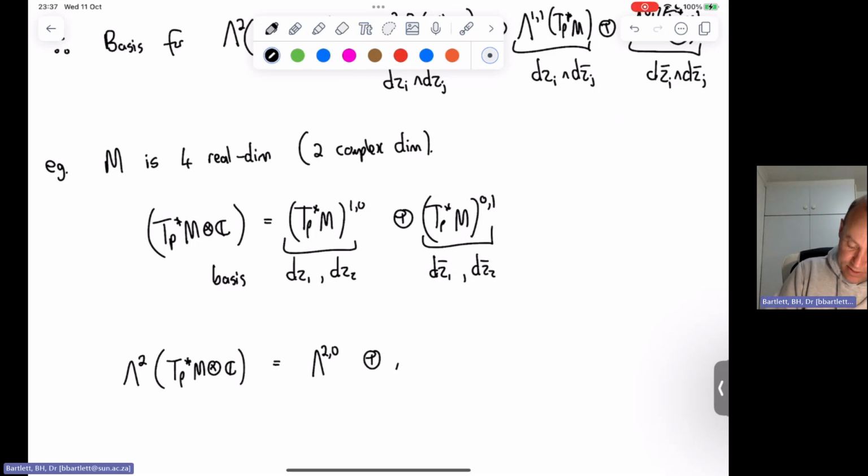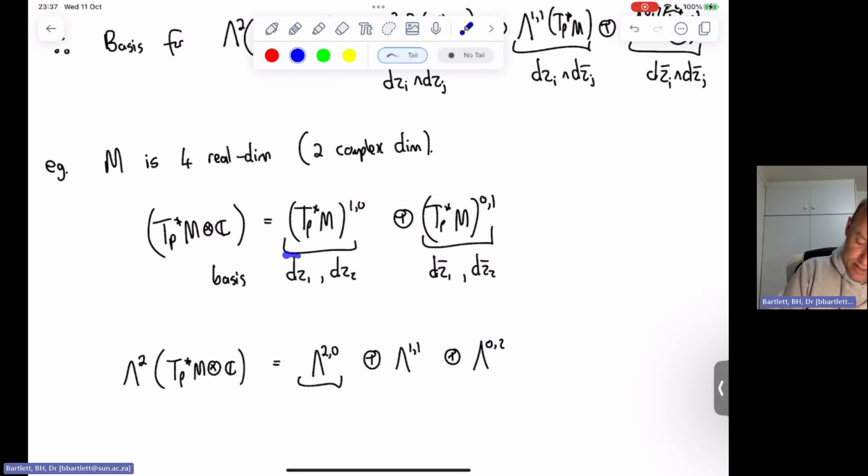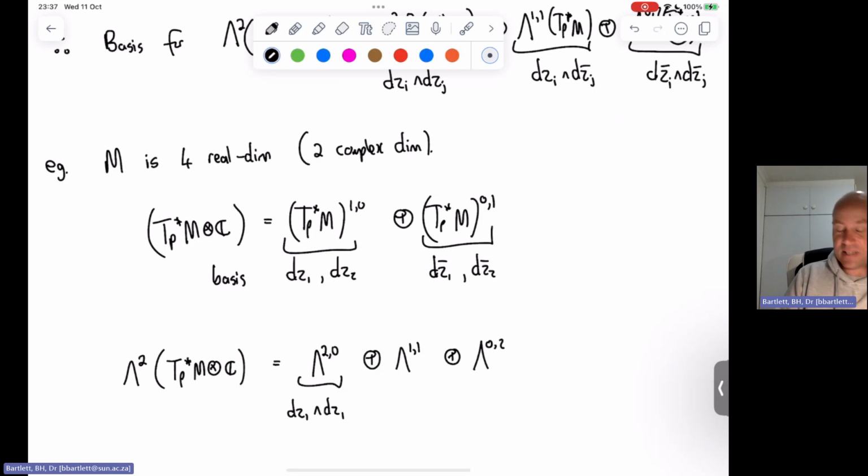It's going to have a 1,1 sector, and it's going to have the 0,2 sector. And a basis for this is going to be things that you can form by wedging the dz's together. So you can't, for example, do dz1 wedge dz1 because that's going to be 0. So the only thing you can form is dz1 wedge dz2.